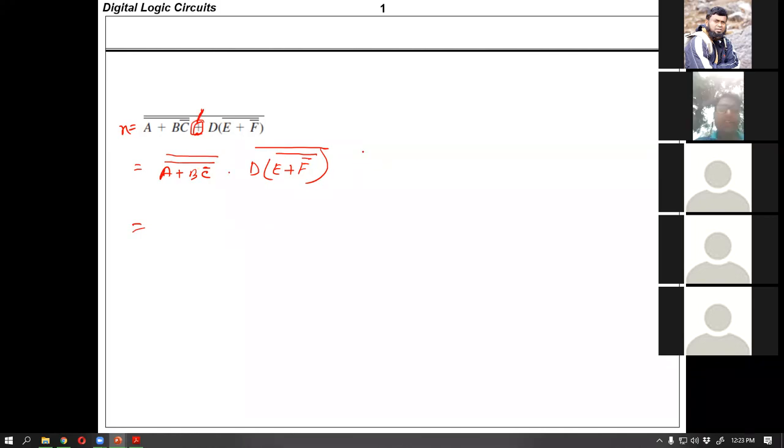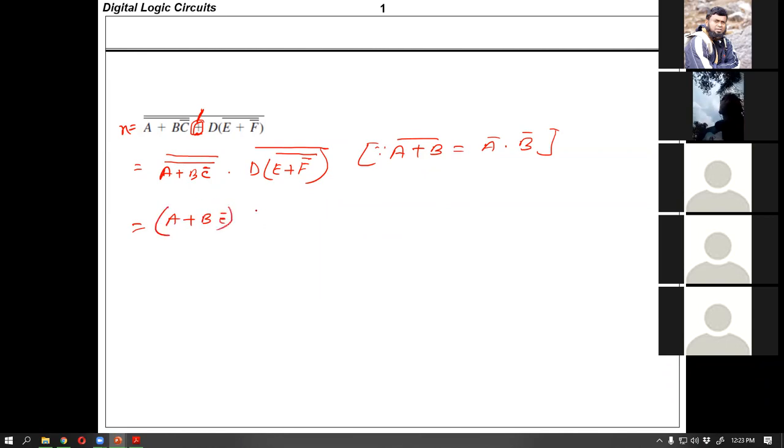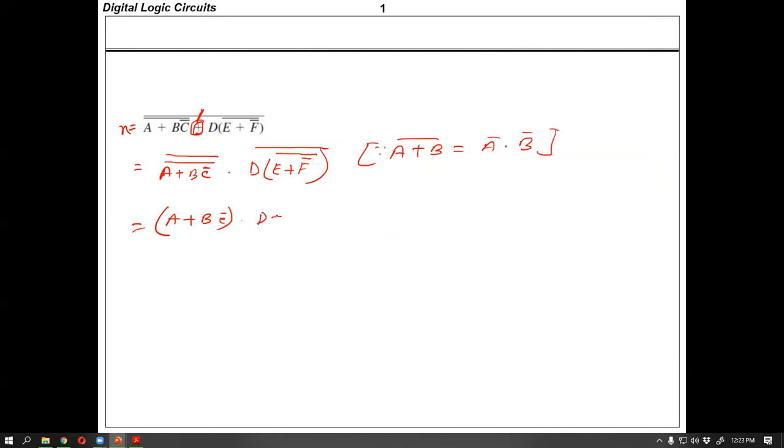Now you know that this both A double bar. Yes, sir. We use this formula: A plus B bar equals A bar dot B bar. Just use this formula, okay? Side note. So now this A plus B C bar, this is the lower part. Now this is the change the bar. So D plus B plus A plus A bar, change.